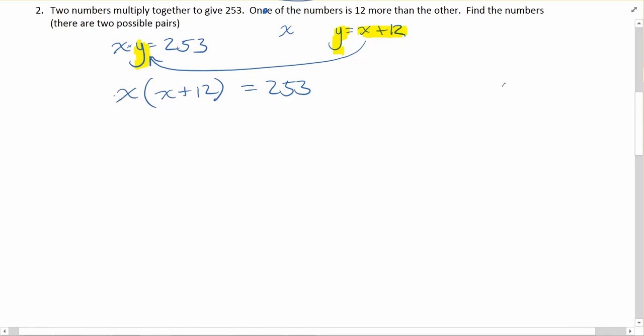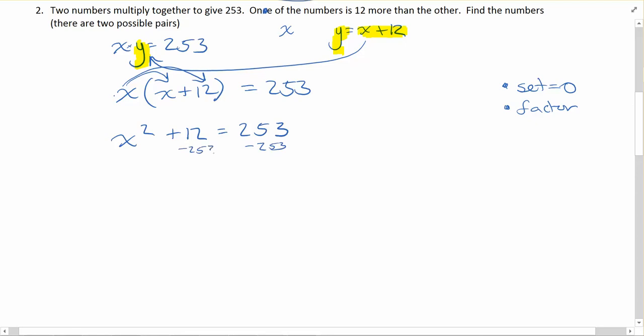But again, here we need to make sure, first thing, that we set equal to 0, and second, that we factor before we solve. So here I notice it's not equal to 0, so I need to do what? I need to expand it out first. So that's going to become x squared plus x times 12 is equal to 253. Need to set it equal to 0, so minus 253 from both sides. So x squared plus 12x minus 253 is equal to 0.